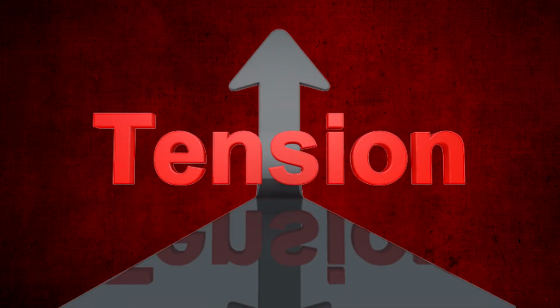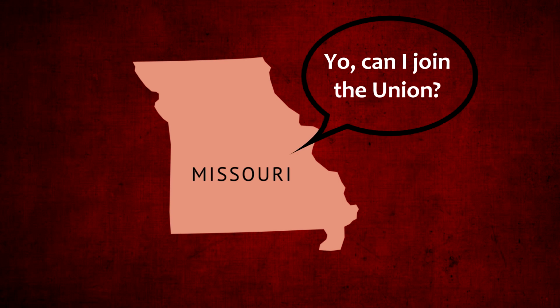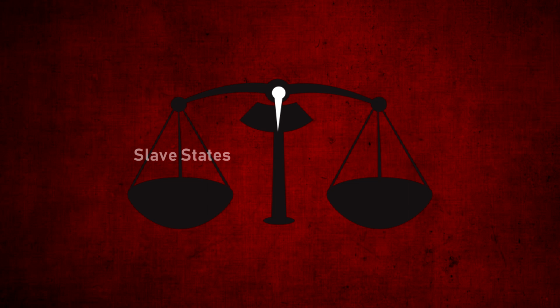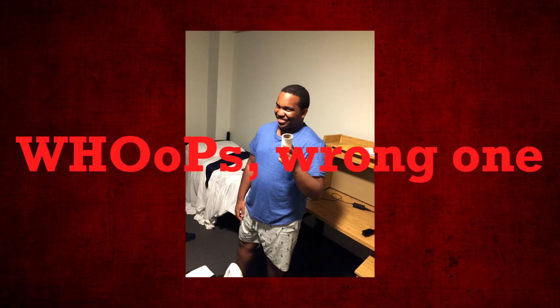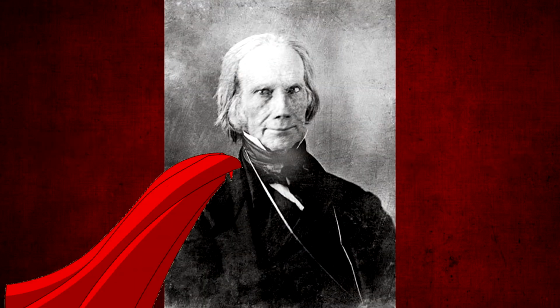Tensions rose when in 1820 Missouri wanted to enter the Union as a slave state, which would upset representation in Congress as there were already 11 slave states and 11 free states. It seemed like the end for the nation, but there was hope. A man named Henry Clay was here to save the day.